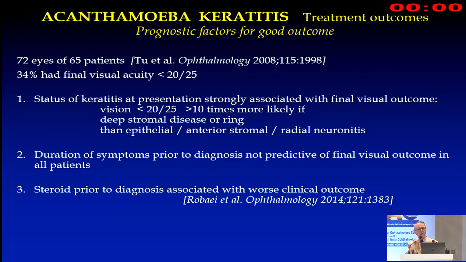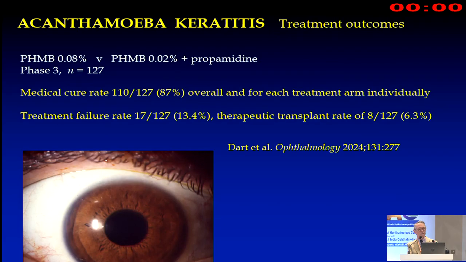So the prognostic factors for good outcome, I've told you, early presentation, short duration of symptoms prior to establishing the diagnosis, and avoidance of steroid prior to 2 to 3 weeks at least post-diagnosis. The most recent clinical trial is of polyhexanide 0.8% versus polyhexanide 0.02% combined with propamidine, which is Brolene. There was no difference between the two groups, and the medical cure rate was about high 80s%. Generally good results and equivalent in both treatment arms.